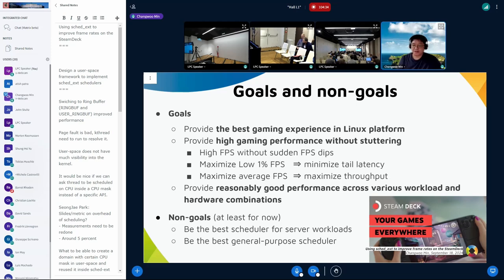FPS means frames per second. So we want to achieve high FPS without sudden FPS dips. In more general server workload terms, we want to maximize throughput while minimizing the tail latency.